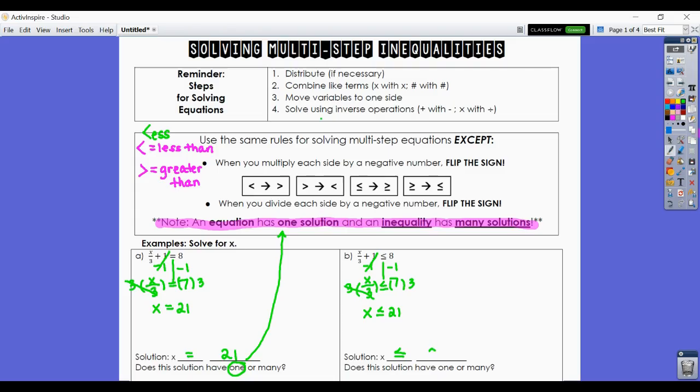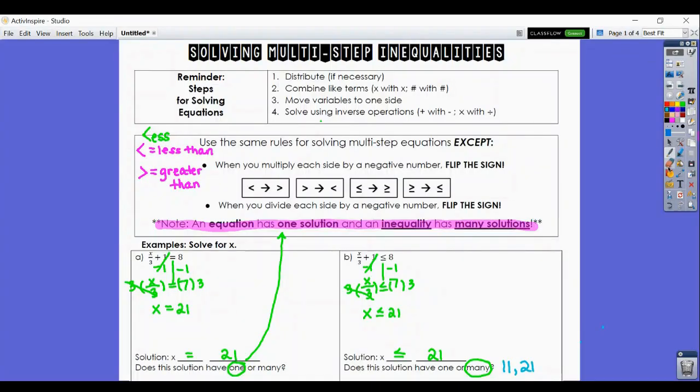The most important difference between example B and example A is that this one has many solutions. Some solutions, for example, would be 11 because that's less than 21. We also could put 21 because of the equal to underneath. We couldn't put something like 30. That would be greater than. So we have to do any numbers below or equal to 21 as our solution.